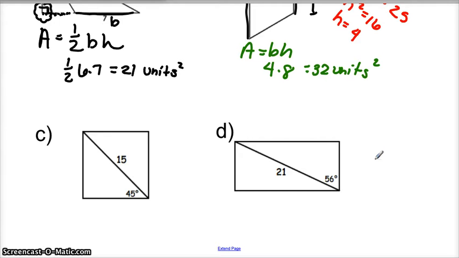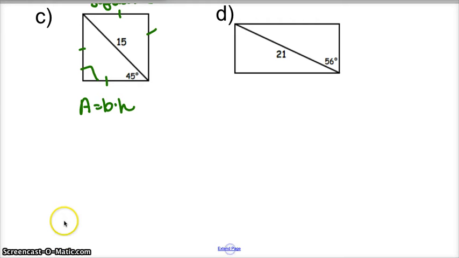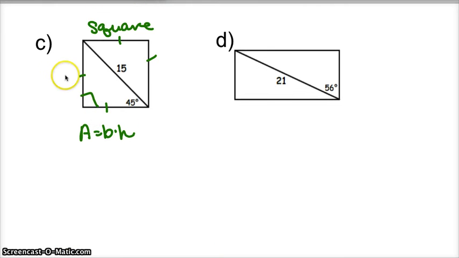Going down, letter C is a square. I'm not trying to trick you. I should have been more proactive with labeling, but it's a square. What you know about a square is they have 90 degrees and all 4 sides are congruent. Because it's a square, area is going to equal base times height. The only difference here is that the base and the height are the same. If you notice though, what you're given, the 15, isn't the base or the height. This would be height, this would be base. The 15 is the diagonal, also referred to as the hypotenuse.